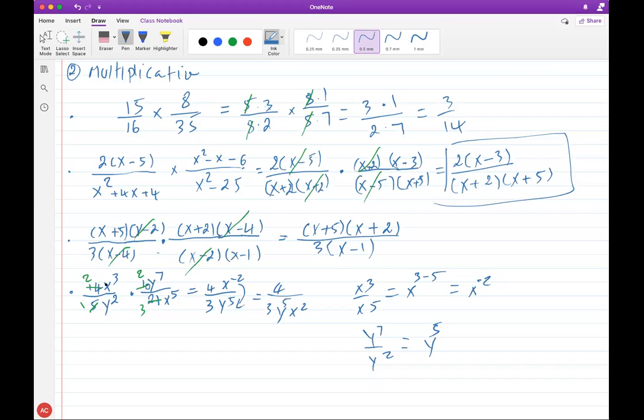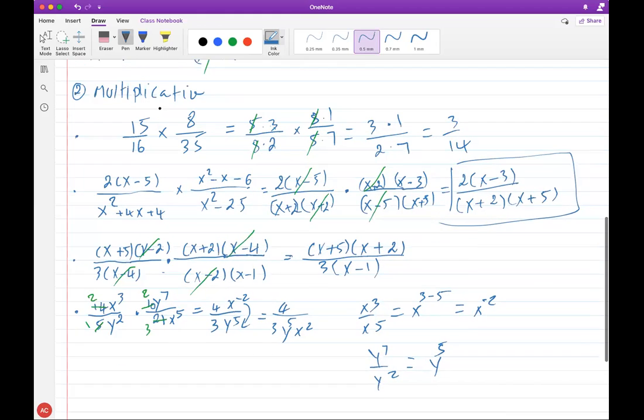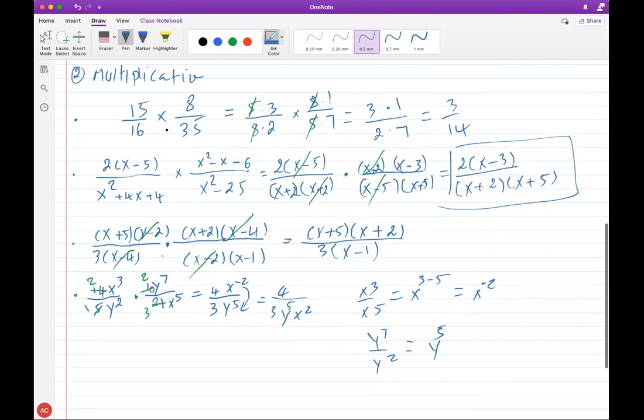Sometimes you may see x here and x here, then you would simplify here first. If you multiply these, x to the 3 and y to the 7, nothing will come out of them because the bases are different. Same thing here, we didn't multiply x and y, nothing's going to come out. So instead, we looked for the similar variables. So that's basically the multiplication of rational expressions.